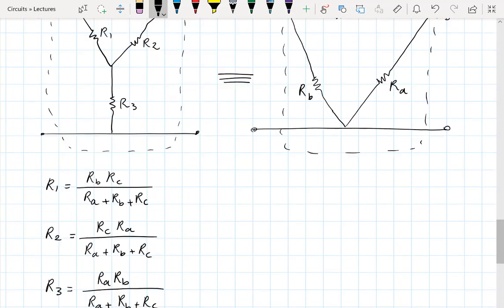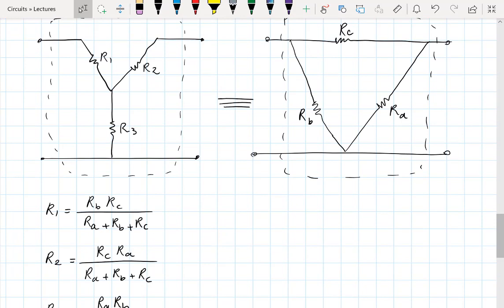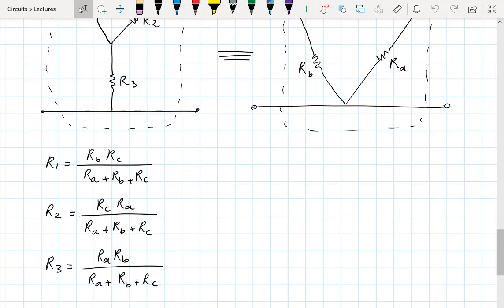So if you had a circuit in the form of that delta with 3 resistances, RA, RB, and RC arranged like that, as far as the outside is concerned between these two sides, you can replace that circuit with something that looks like this Y, with R1, R2, and R3 arranged in that order. So notice the order of these resistors does matter. And then the values of R1, R2, and R3 are given using these.